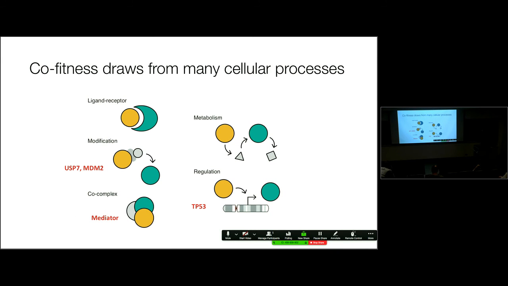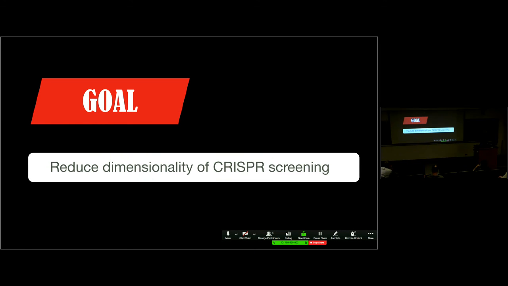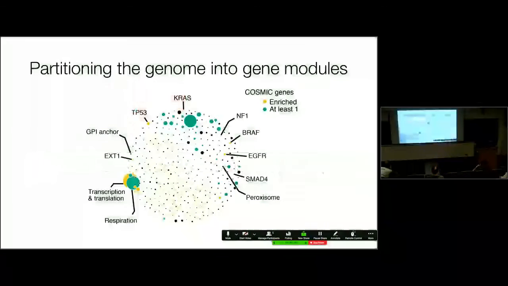So again, just to reiterate, lots of different processes are reported by co-fitness, and this is a very useful data set for understanding biological systems. However, I did refer to the high number of cells and high dimensionality of learning about biological systems, so perhaps we can use this data set to reduce the dimensionality of CRISPR screening.